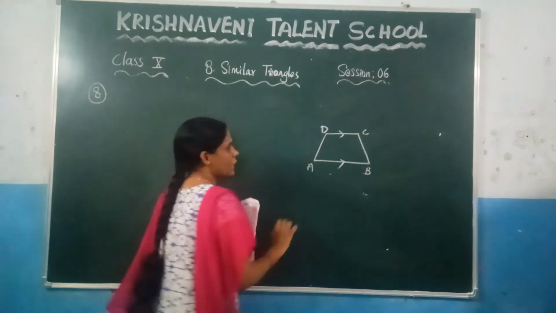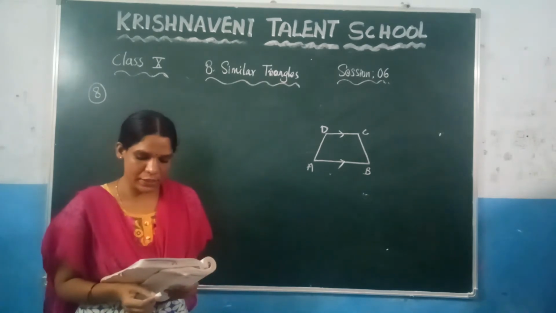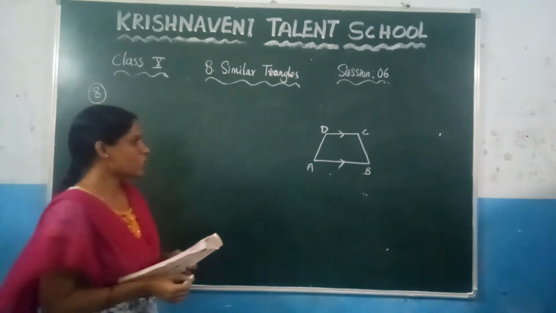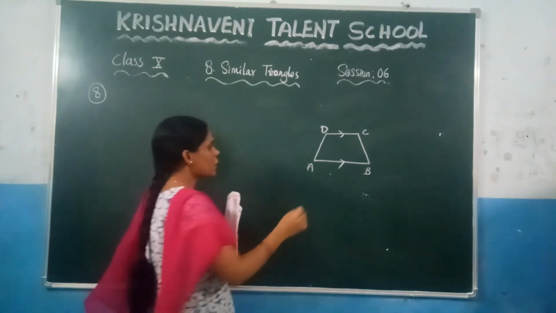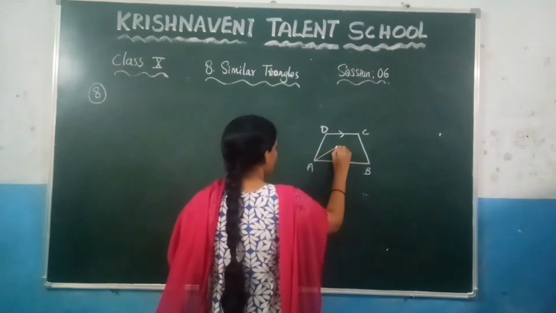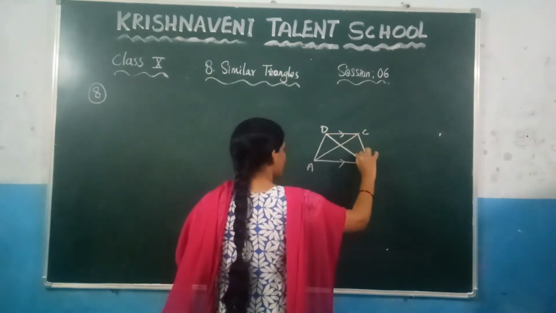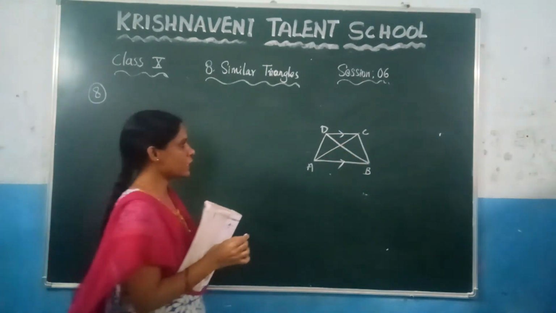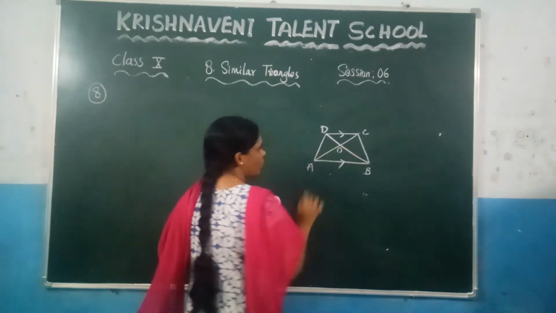This line and this line are parallel. And after what they have given, its diagonals intersect each other at point O. What is meant by the diagonal? Just the line segment joining the opposite vertices, you will get a diagonal. So here, if you join this one, you will get one diagonal, and if you join the opposite vertices, which are D and B, you will get another diagonal. And they said that these diagonals intersect at one point, name it as O, right?